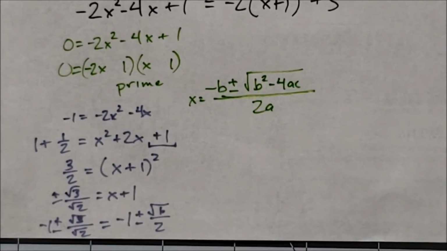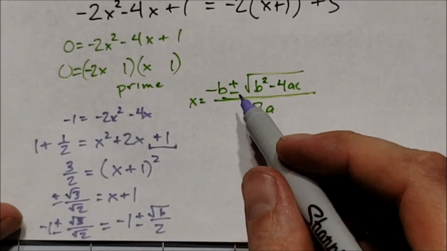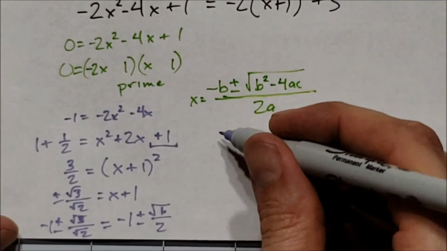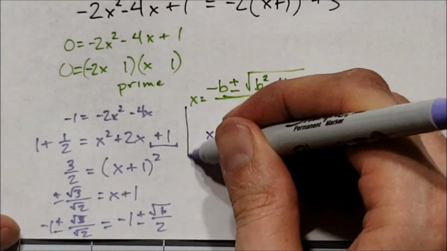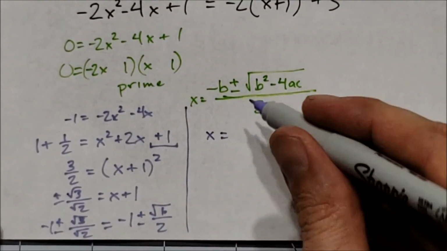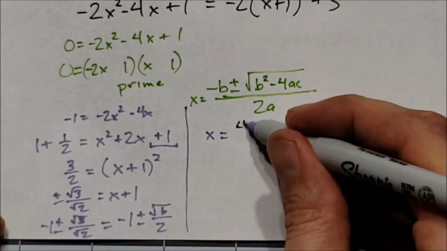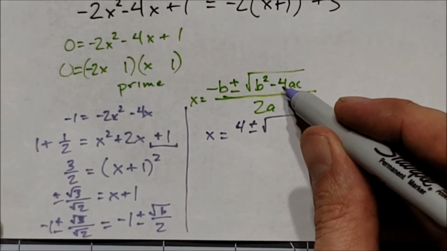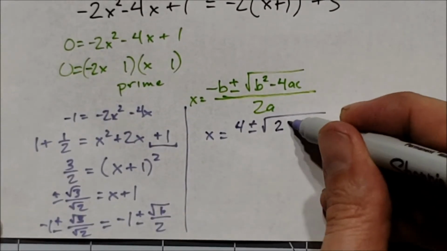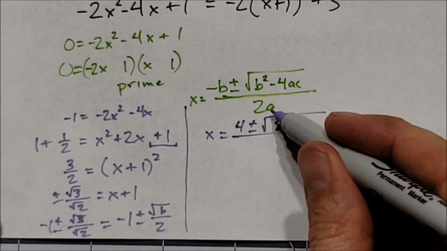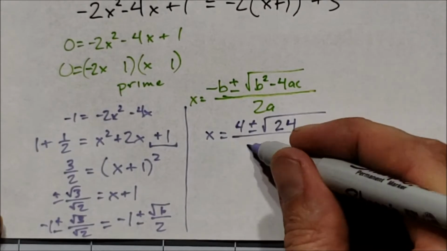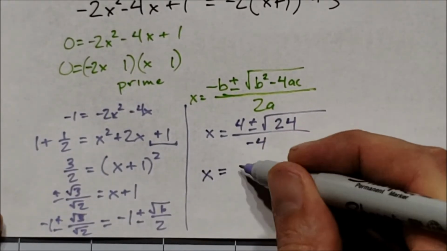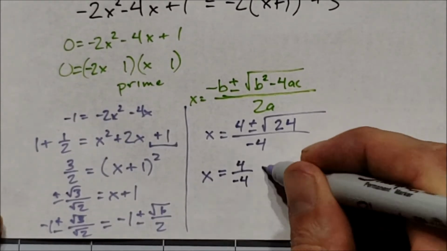And if we plug our numbers in, a, b, c, and negative b, into this, we'll have x equals negative b, which was 4, plus or minus. We found the determinant earlier, and that was 24. So I'm just going to put a 24 there, all over 2 times a. A was negative 2, so this is negative 4. If we simplify this down, we're going to get 4 over negative 4, plus or minus.